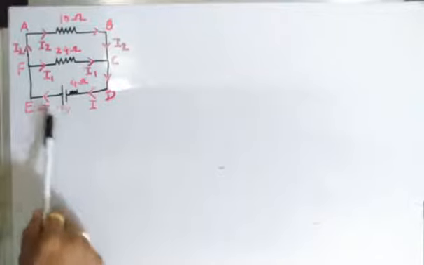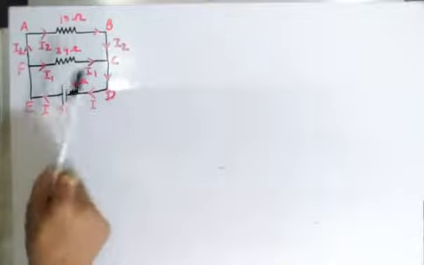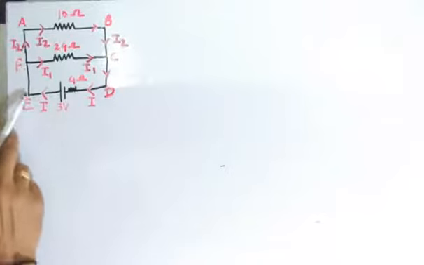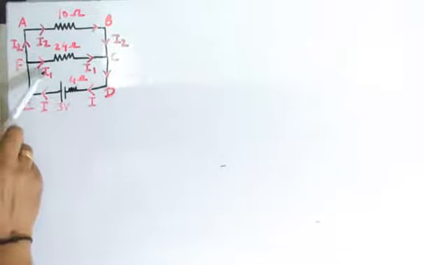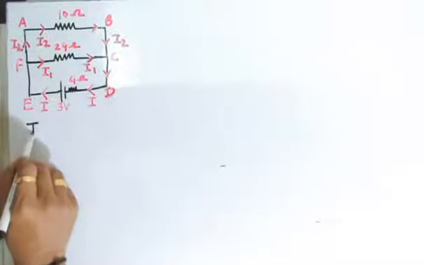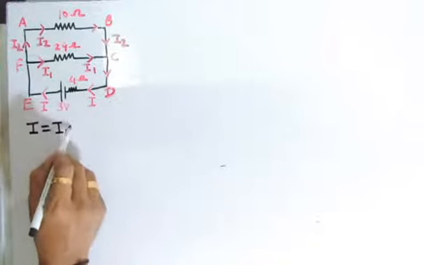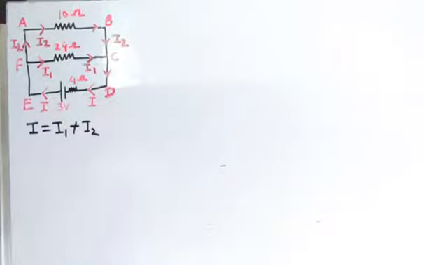As you can see, this cell of EMF 3 volt is giving out the current I. At point F, this current I is going to be split into two parts, I1 and I2. The part I1 will flow through the branch FC, whereas the part I2 will flow through the branch FABC. That is, at junction F, current entering the junction is I and current leaving the junction is I1 and I2. Therefore, according to Kirchhoff's first law, we can write total current I is equal to I1 plus I2.